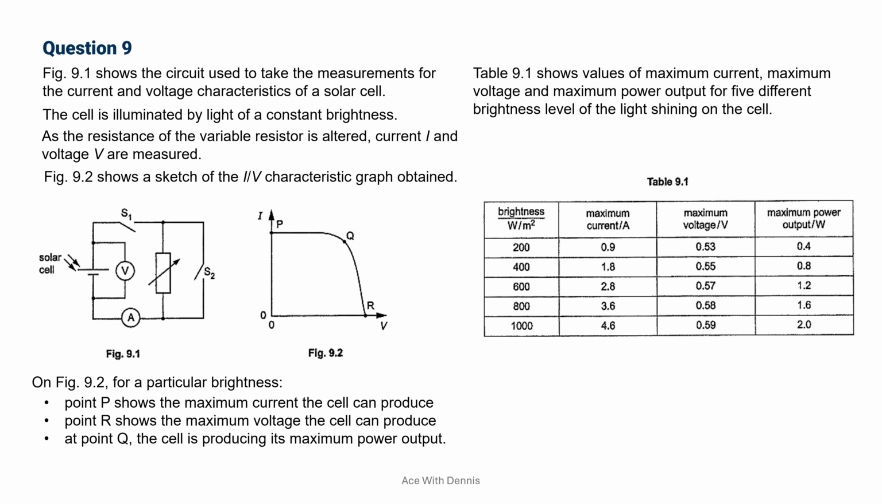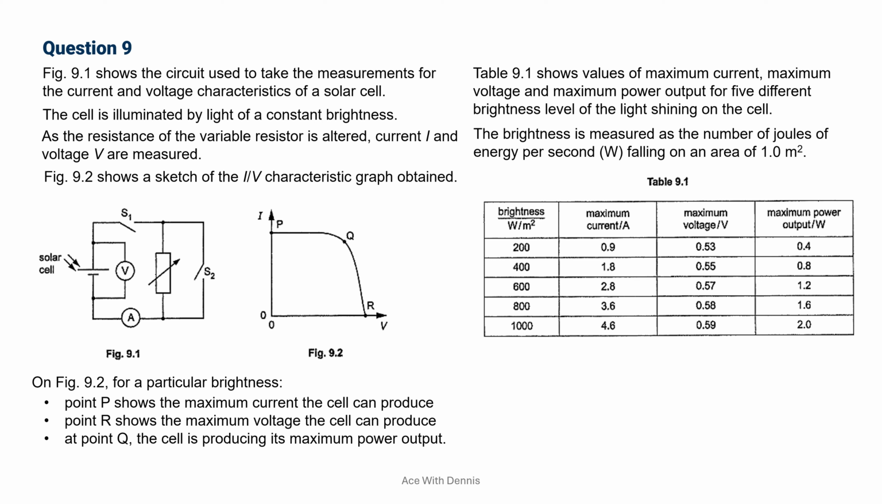Table 9.1 shows values of maximum current, maximum voltage, and maximum power output for 5 different brightness levels of the light shining on the cell. The brightness is measured as the number of joules of energy per second, which is watts, falling on an area of 1.0 meters squared.